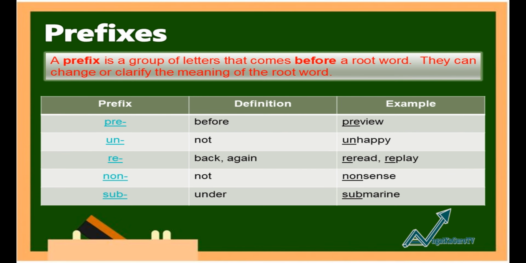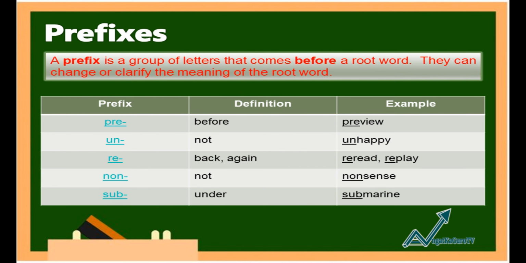What is a prefix? A prefix is a group of letters that come before a root word. They can change or clarify the meaning of the root word. Example of a prefix, pre, meaning before. Example, preview. Un, prefix, meaning not. Example, unhappy. Re means back or again.